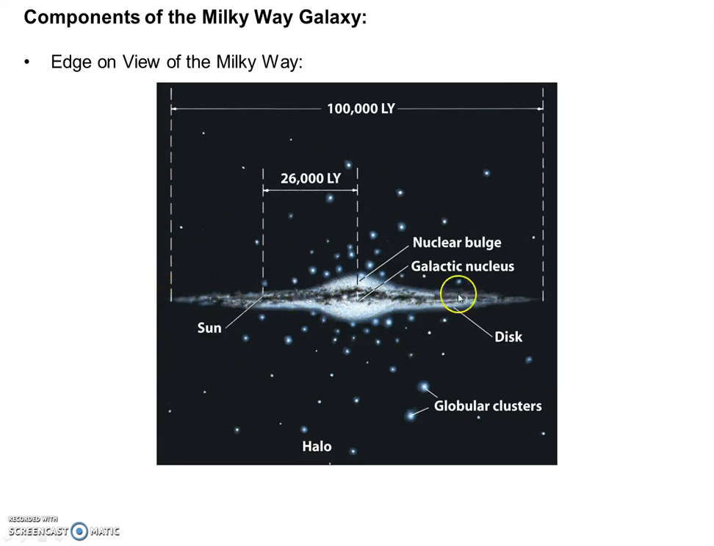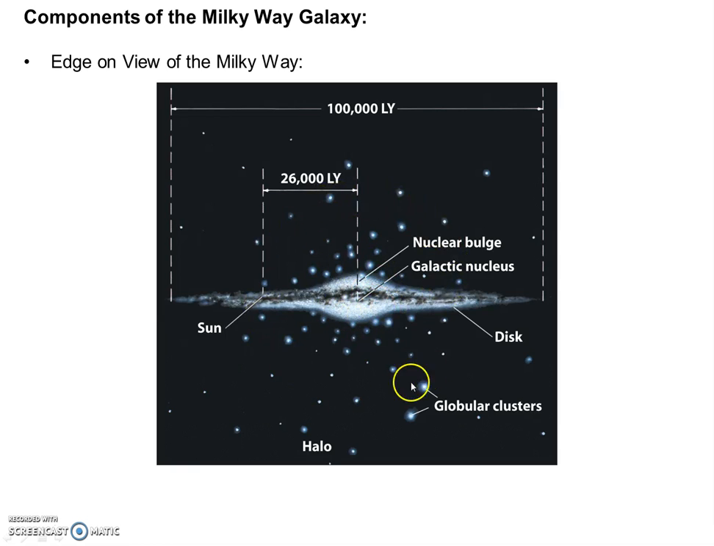So let's look at the components of the Milky Way. Again, when we look at it edge on, we have the disk. The disk is anywhere between 3,000 light years and 30,000 light years thick. The central portion of the disk is very, very thin. The galactic bulge is much thicker, and that tends to be about 30,000 light years thick. And so you have two kinds of components.